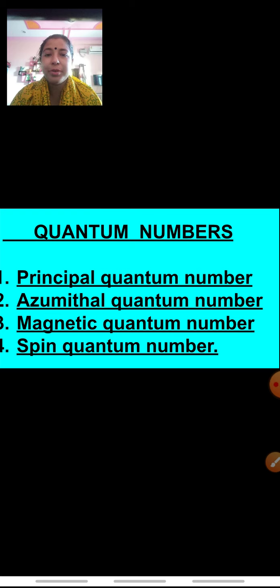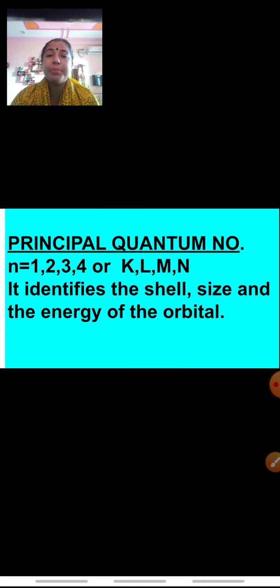Children, in the previous presentation, you all got the introduction about the quantum numbers. Now today we'll be studying in detail about the quantum numbers. In the previous presentation, I have told you that the quantum numbers give you the exact address of an electron present inside the atom. Now, there are four quantum numbers: the principal quantum number, azimuthal quantum number, magnetic quantum number, and spin quantum number. Now, starting with the principal quantum number.